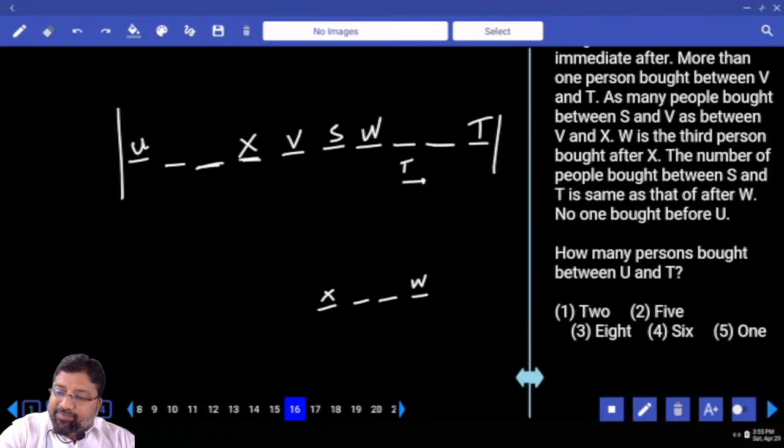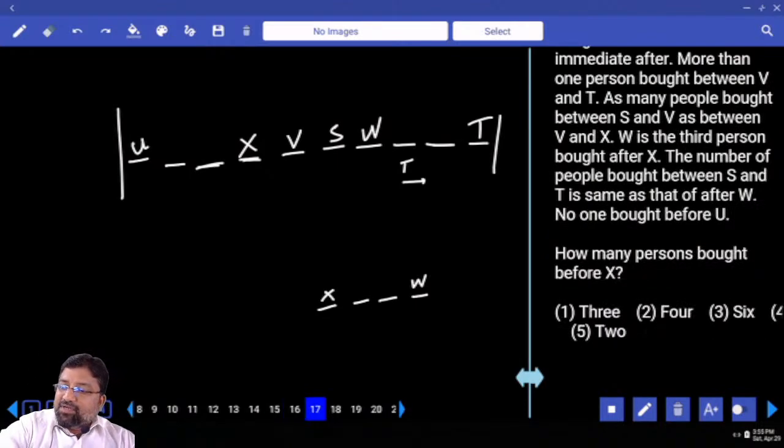16. How many persons bought between U and T? How many between U and T? 8. Total number of people is 10. U is in the first place, T is in the last place, and if you remove those two, obviously the remaining number is 8. How many persons bought before X? How many? 3.